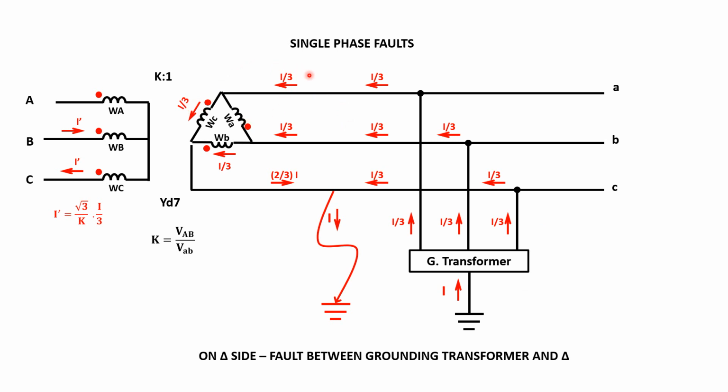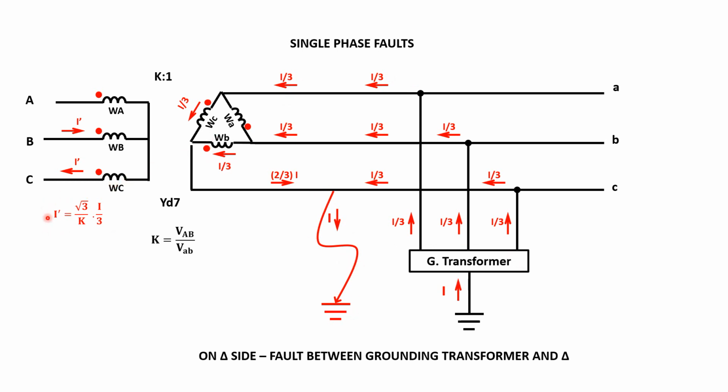Now we're going to the single phase faults. On the delta side, when we have a grounding transformer, we have an earth fault coming in the grounding transformer divided by 3, and it's going to use the other healthy phases to distribute this current. And this is how it's distributed when the fault is inside, between the transformer and delta.